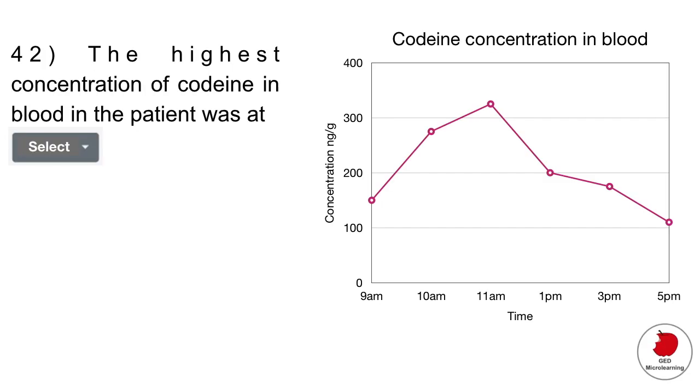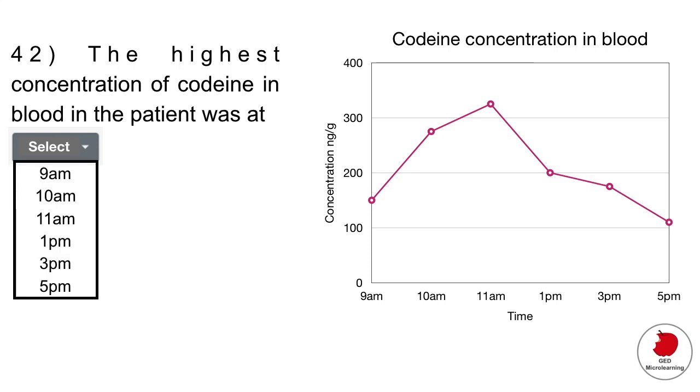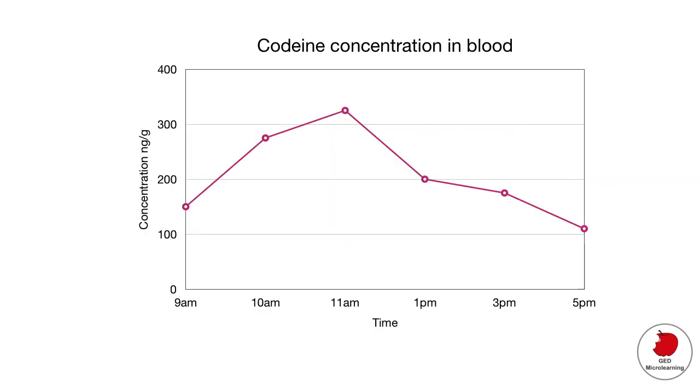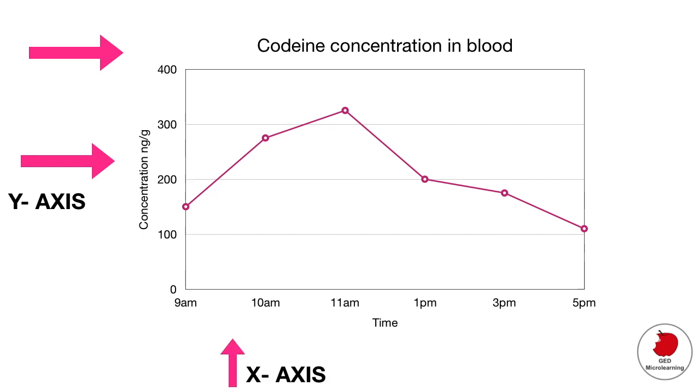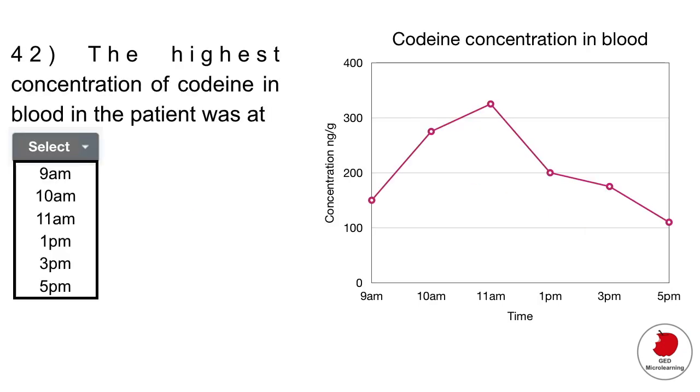Okay, the next question is one of these drop-down menu questions involving a line graph. It says the highest concentration of codeine in blood in the patient was at, and when you hit that drop-down menu, it gives you various time options. First of all, always follow your system. Look at the title. It's telling you that this is codeine concentration in blood. Your y-axis is telling you the concentration of that drug in nanograms per gram. In the x-axis, you have the time, starting at 9 and finishing at 5 p.m. And they're asking you for the highest concentration, so you would select that point right there, which is at 11 o'clock.